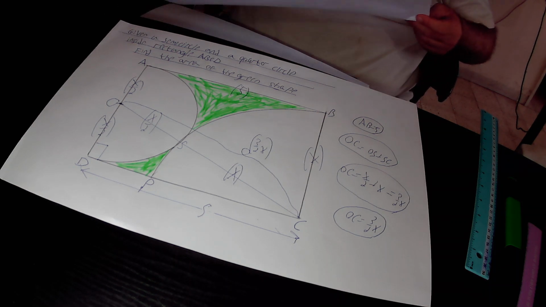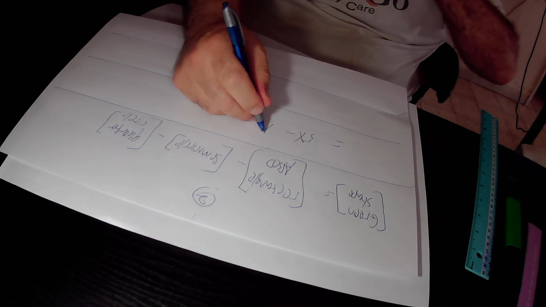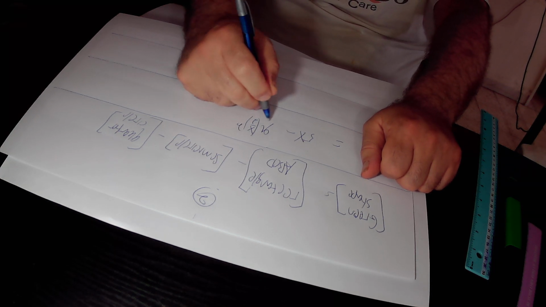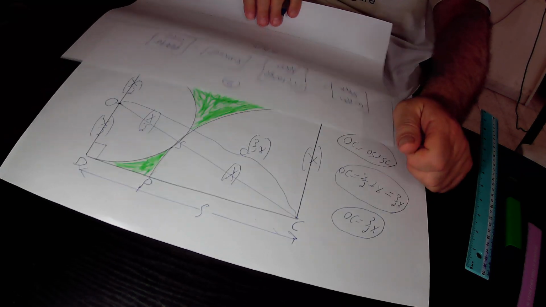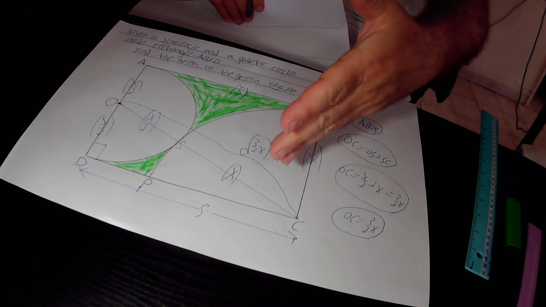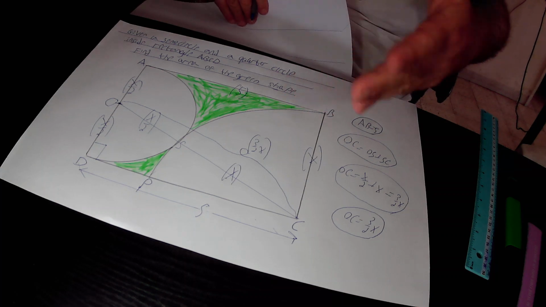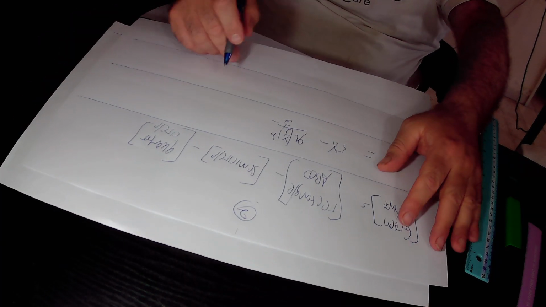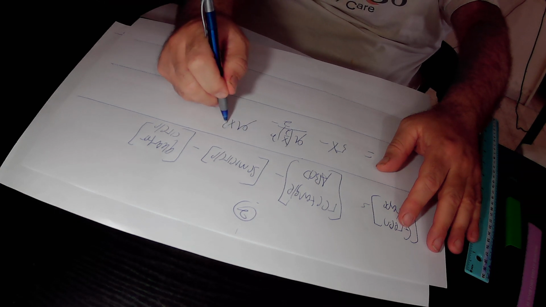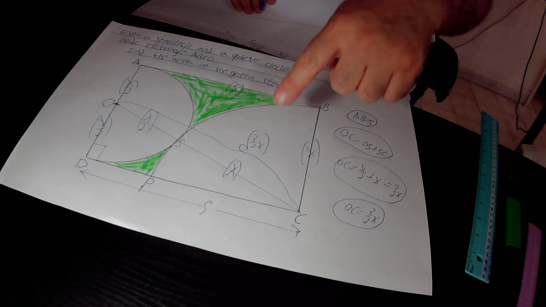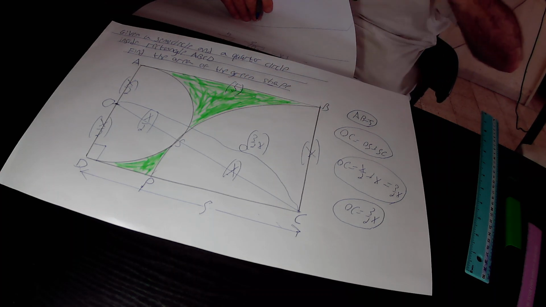So I write it down. The area of the semicircle equals pi times the radius squared, that is x over 2 squared, divided by 2, minus the area of this quarter circle. We know that the radius of this quarter circle is x, therefore the area of this quarter circle is pi x squared over 4.